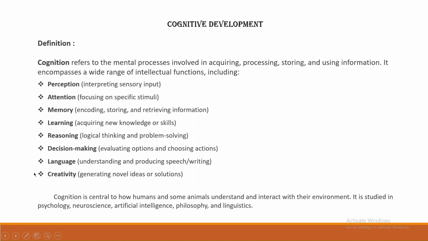First of all, we are going to understand what cognition is. See, cognition is a capability of our mind or brain. Cognition refers to the mental processes involved in acquiring, processing, storing, and using information, already stored information. First, acquiring new information, then processing that information, storing it, and using it when we recall it. So it encompasses a wide range of intellectual functions. This is basically called cognitive development.